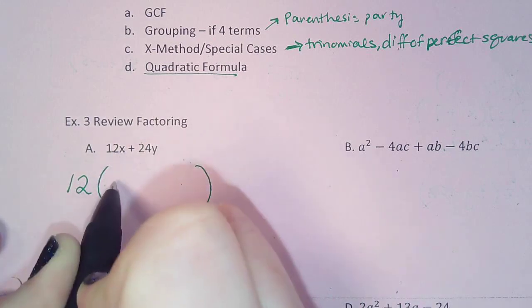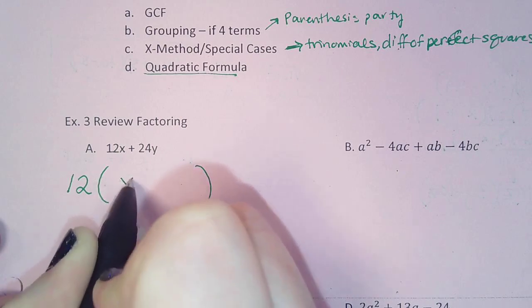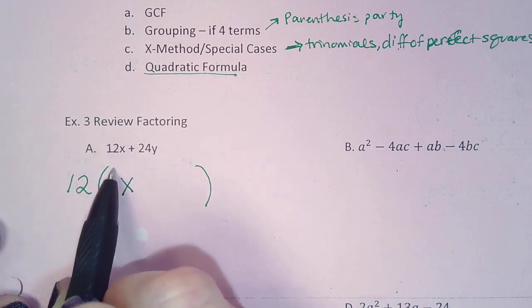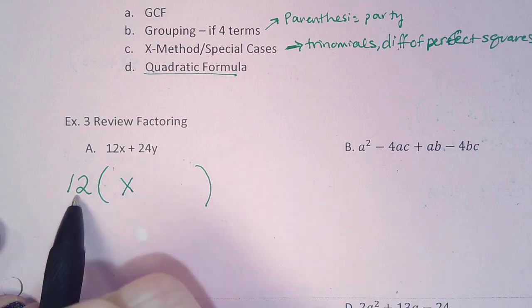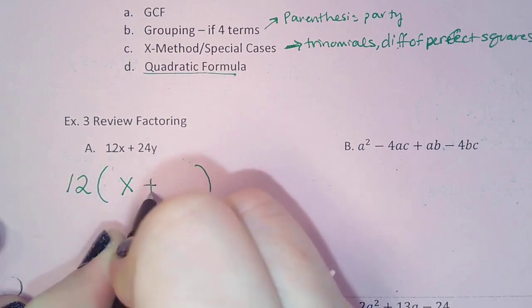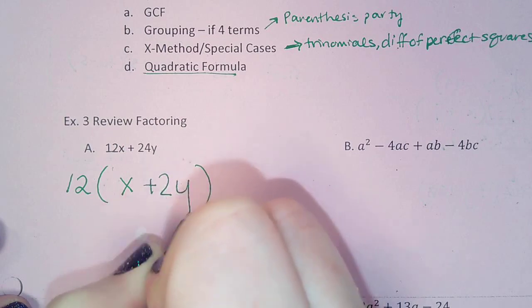12x divided by 12 is 1x. I could put a 1 here if I wanted to. I don't have to. 24y divided by 12. 24 divided by 12 is 2. And then y divided by no y stays y.